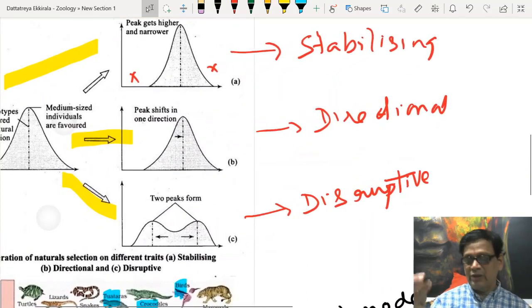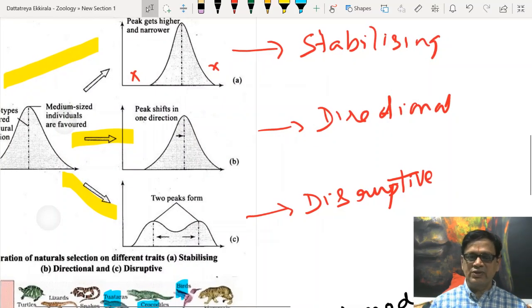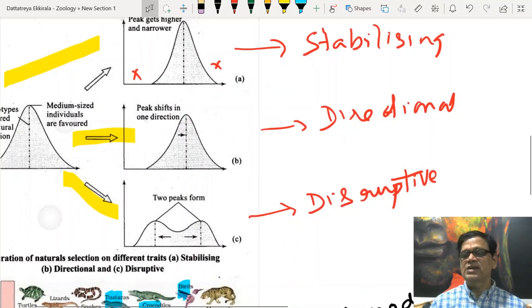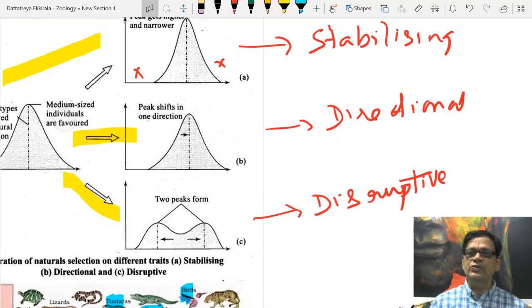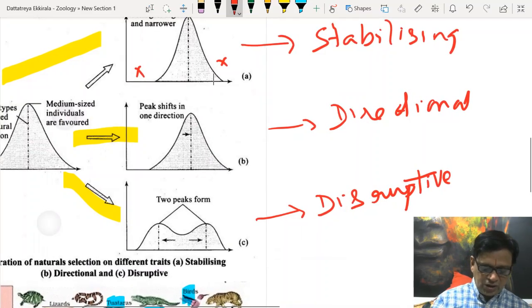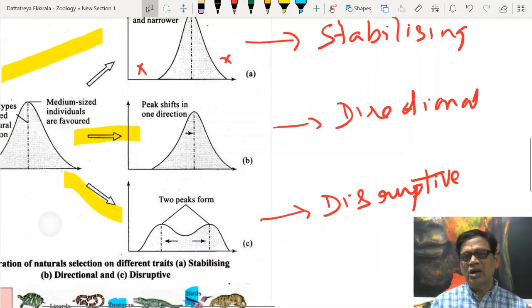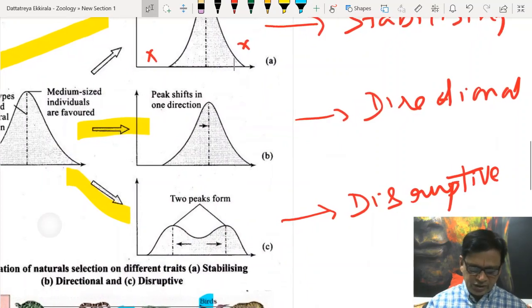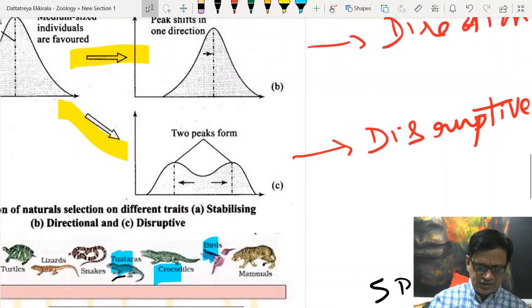The second one, directional. You observe in the evolution of the giraffe, initially their ancestors had short necks. In fact, Lamarck also stressed this example, giving giraffe, constant use and disuse. He believed they became taller because of use only, but that is a different story. Here initially short neck, long neck, and middle, all three were present. Nature continuously selected long neck varieties, so very long neck varieties formed. Like that, in Biston betularia, mostly nowadays dark colored forms are selected.